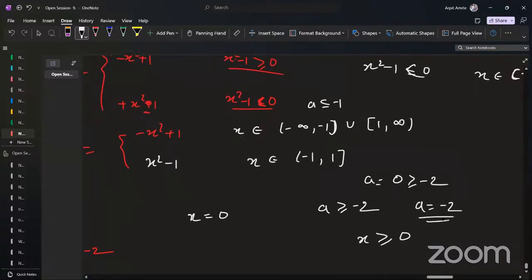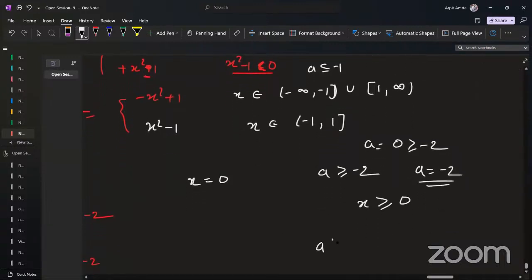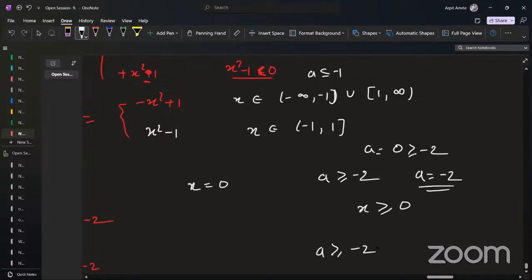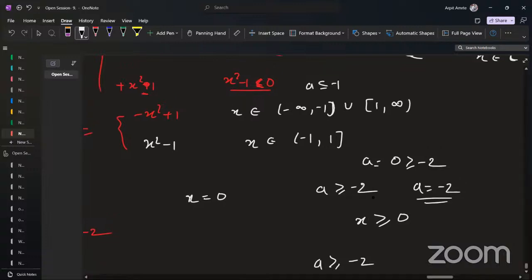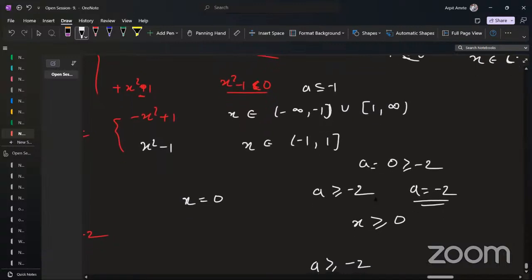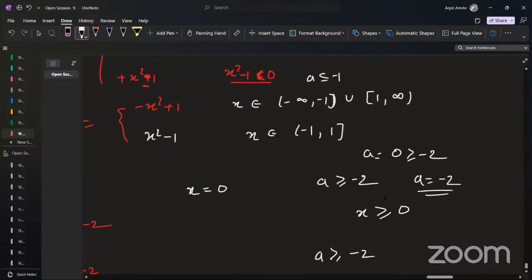If I put a equal to minus 2, then my function will be greater than or equal to minus 2. It's a bit tricky question. If you go for this question at the beginning of the exam, you will suffer. Your confidence will be lost and you will say nothing is going to happen for me. So you have to solve this question at the end of the exam.